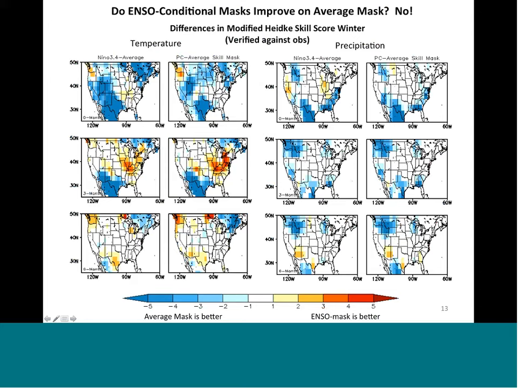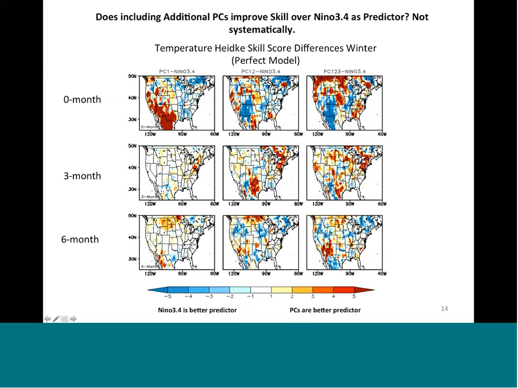And since I'm getting short on time, I'll just make it clear that wherever you see blue, it means that the average mask is better than any of our ENSO predictor based masks. And so you see, for the most part, average does better than trying to use the ENSO conditional mask. And then the second question we're interested in really is, does including these additional PCs improve the skill over Niño 3 as a predictor? And this is a difference in high key skill score for temperature.